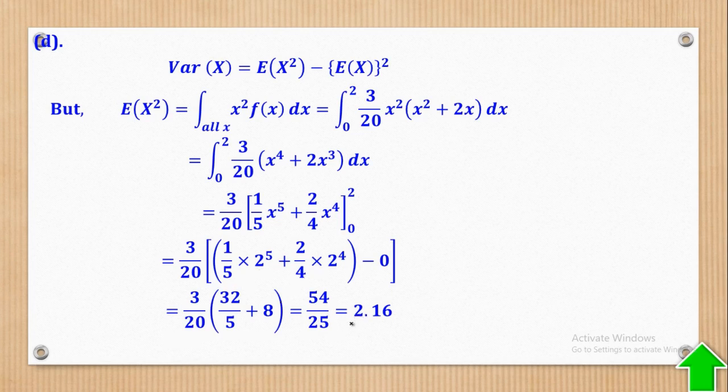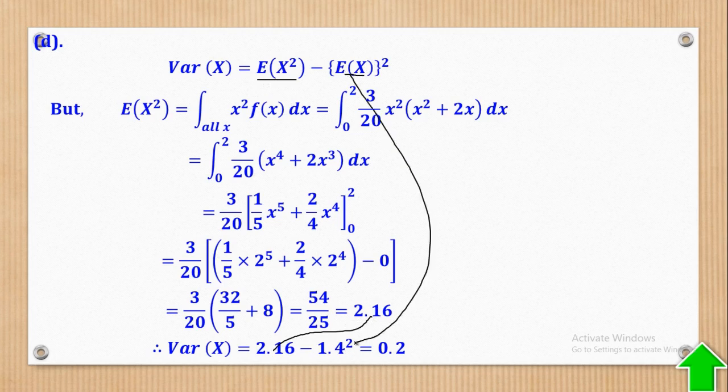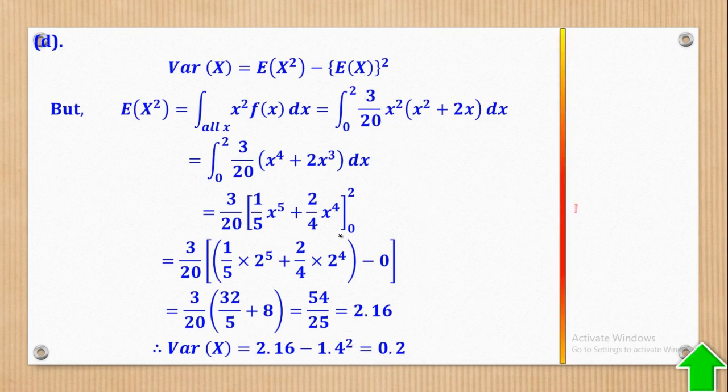But remember, that is not the final answer. So the final answer is this, because this was just E(x squared), but the question wanted variance. So I have to remember that variance is equal to E(x squared) minus E(x) everything squared. So E(x squared) is this, so I'll put it here, and E(x) was got in part C and it was 1.4, so I have to square it to come up with 0.2 as my variance. So basically that's what they wanted.